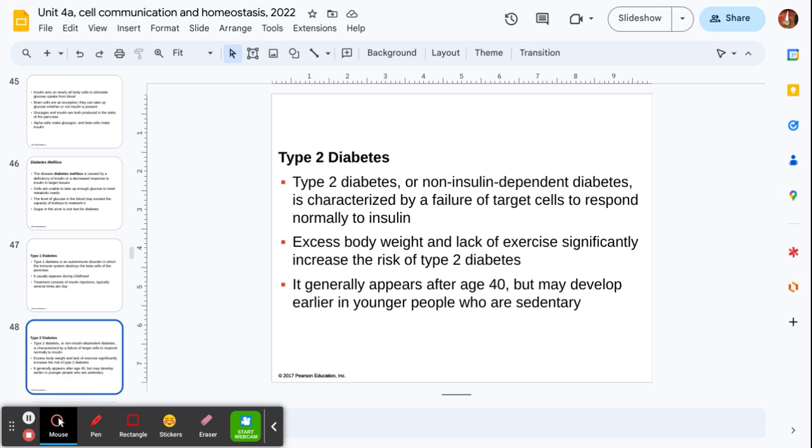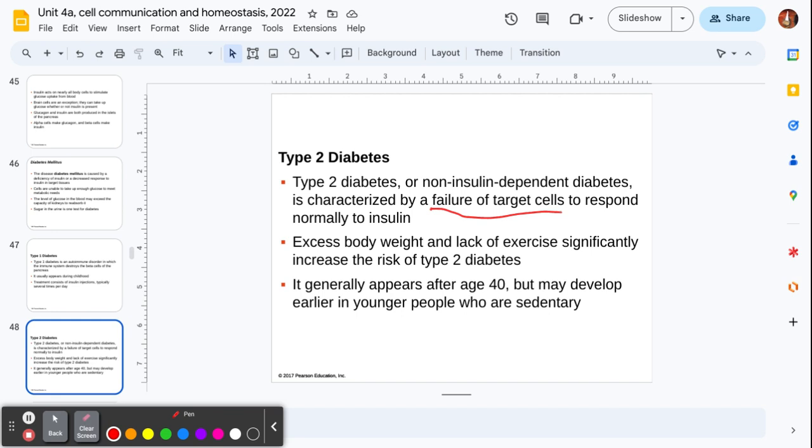The other type of diabetes is type 2. This occurs later in life, and it is not that your pancreas doesn't have insulin. It does have insulin. It makes this insulin. But they oftentimes call it insulin insensitivity. There's a failure of your target cells to respond to insulin in the normal fashion.